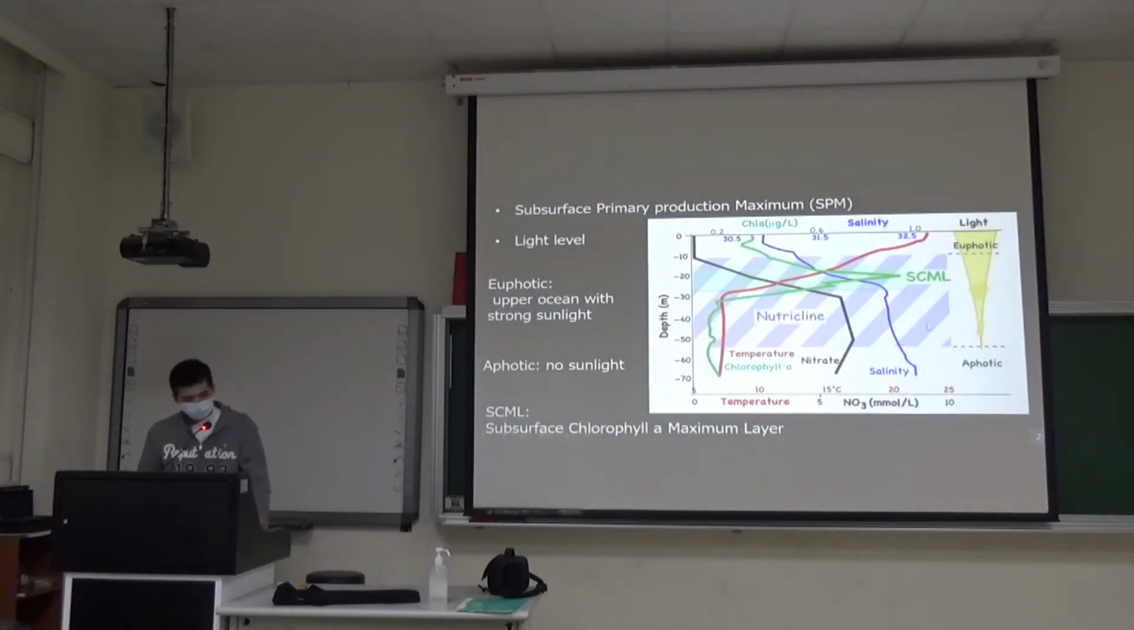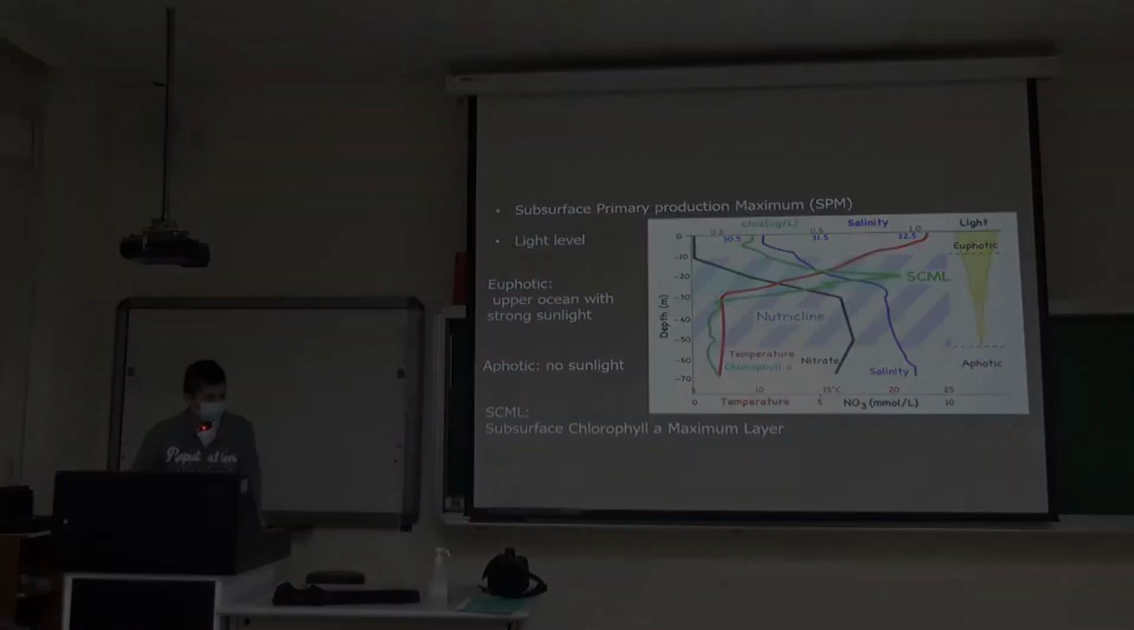The subsurface primary production maxima, SPN, is very similar to the SCNL, which will be located in the nutricline, and it will be formed after the surface phytoplankton bloom. Before this week, it will bloom here, and later you will have subsurface primary production maxima later in the nutricline, in that region.